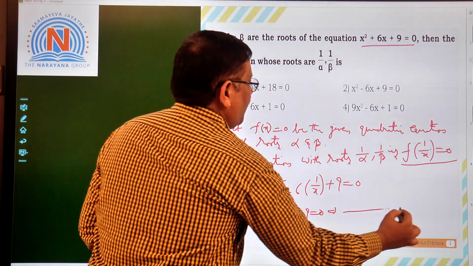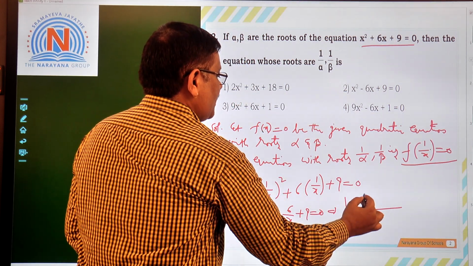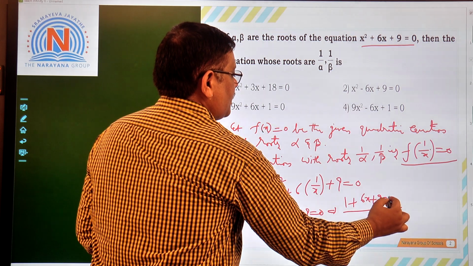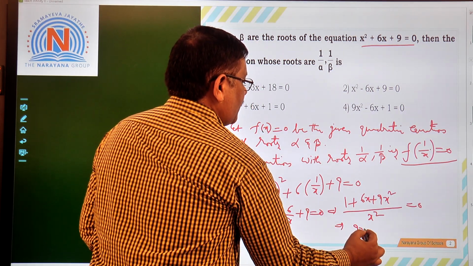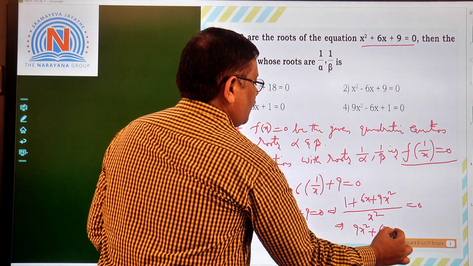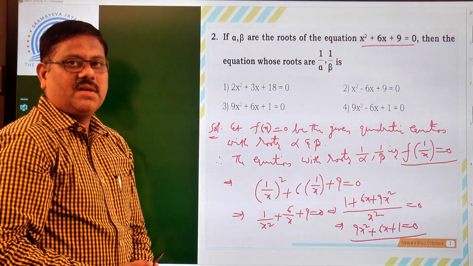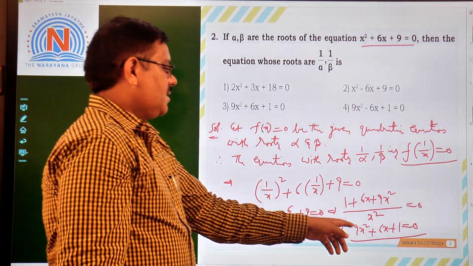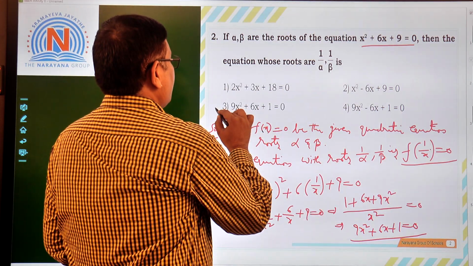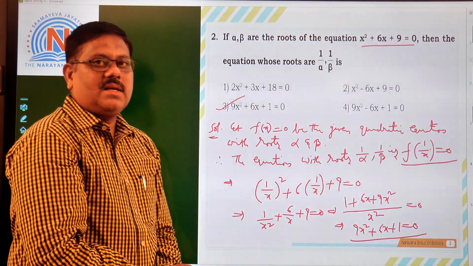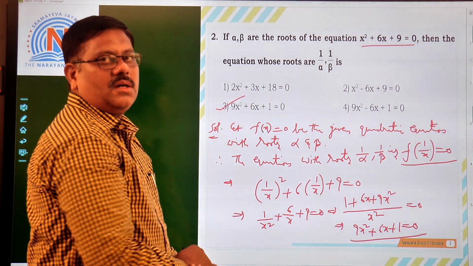If you further simplify, by taking x square as LCM, you are going to have 1 plus 6x plus 9x square is 0. So simply we can say that 9x square plus 6x plus 1 is going to be 0. That is the required equation for the given condition: 9x square plus 6x plus 1 is equal to 0. That is the third option for us. So for this question, the third option is the right answer.